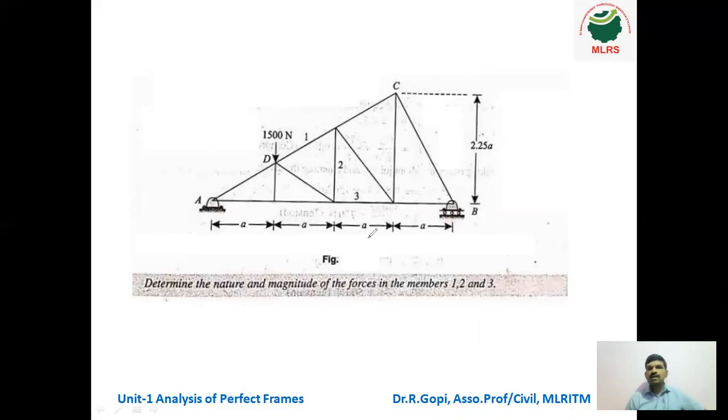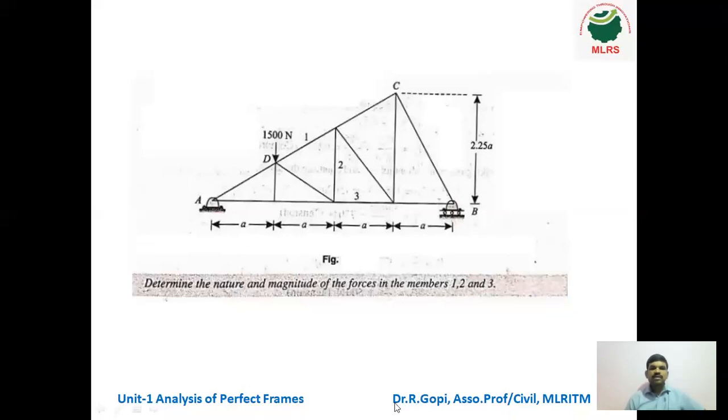So for this, if in the examination they give it like this, you don't bother about this A. Simply assume A is equal to 1 meter. So here 2.25 into 1 is equal to 2.25 meter. Assume like this, you can solve.